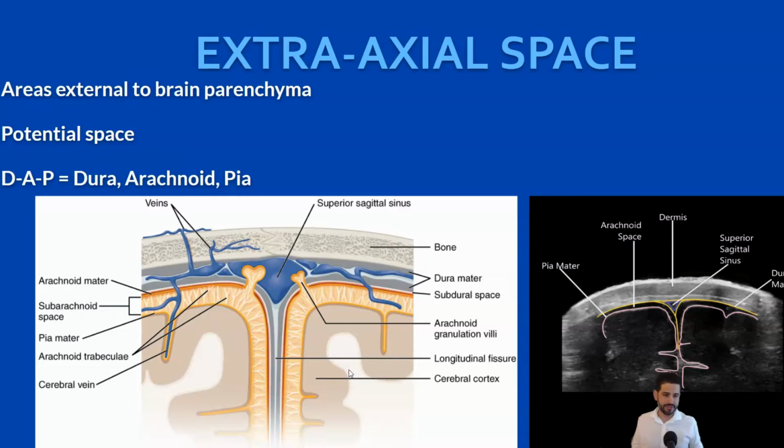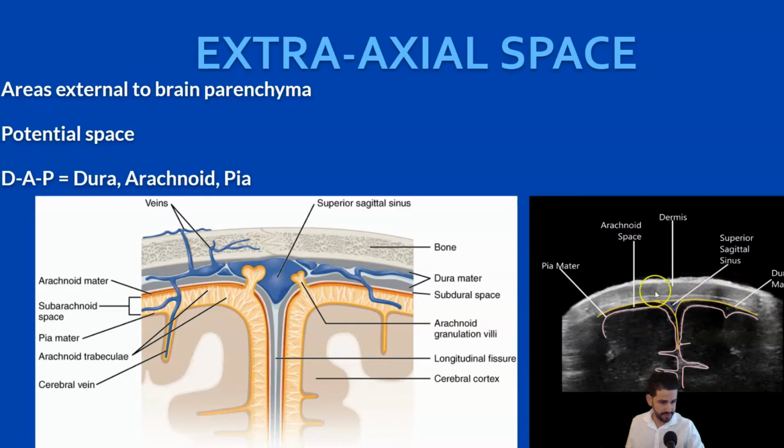So extra-axial spaces are important because you can have collections there from benign enlargement of the arachnoid spaces, which is common and a common cause of macrocephaly, up to and including subdural hemorrhages or epidural hemorrhages. And here you can see the layers.